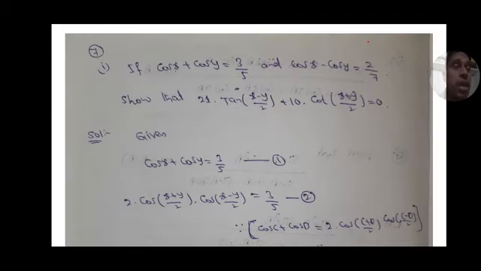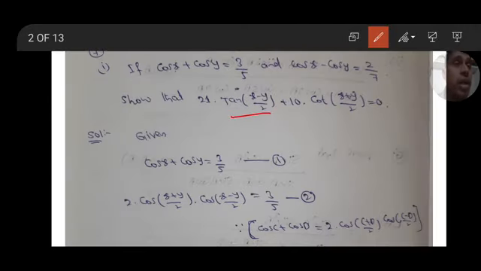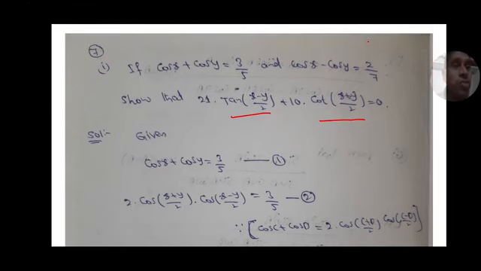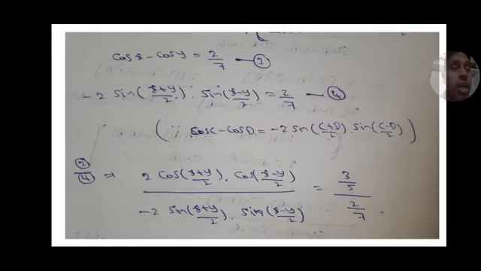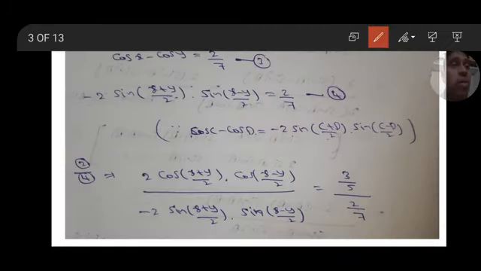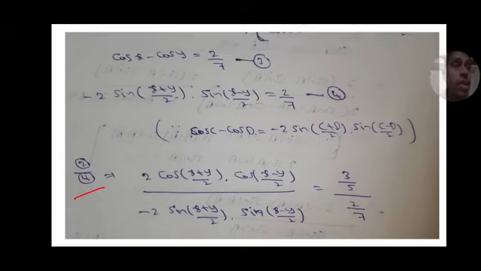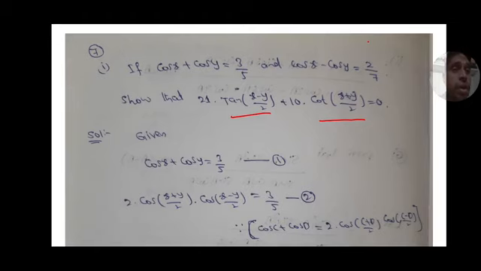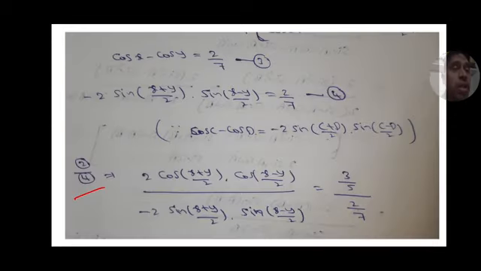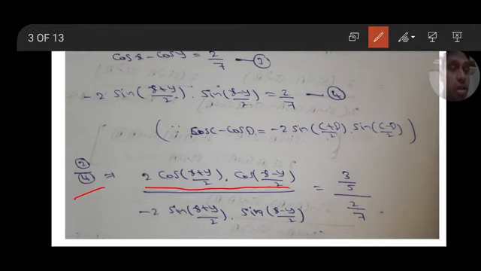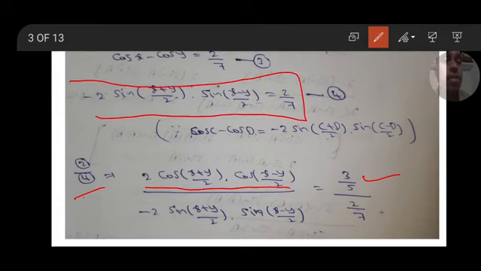To get our result, which is in the form of tan and cot, tan of (x minus y) by 2 and cot of (x plus y) by 2, I am dividing equation 2 by equation 4. What is equation 2? It is 2 into cos of (x plus y) by 2 into cos of (x minus y) by 2 equal to 3 by 5. That comes in the numerator. This equation, 3 by 5, is divided by the fourth equation.